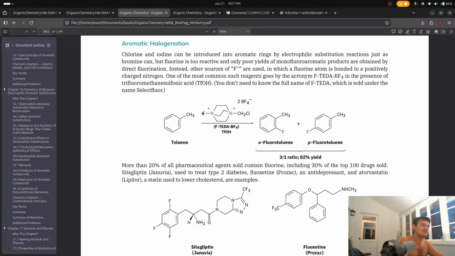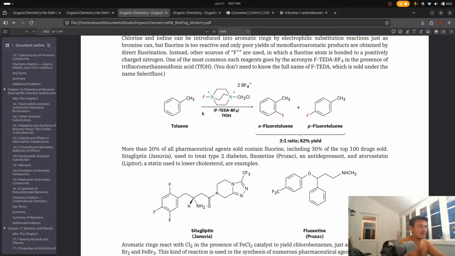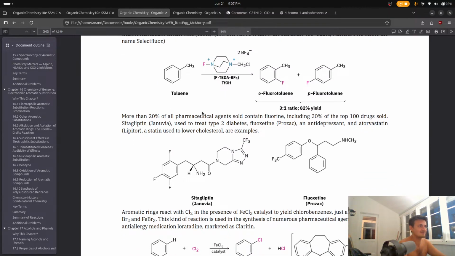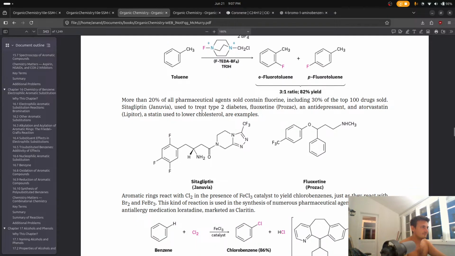Fluoxetine, I've heard of that actually. Oh yeah, it's Prozac. Fluoxetine, an antidepressant, and atorvastatin, Lipitor. Bro, these names are crazy. I would hate to have to memorize these names. Whoa. Prozac has a trifluoro-substituted methyl group? That's freaky. Who would have thought that Prozac had a bunch of fluorine in it? That's weird.